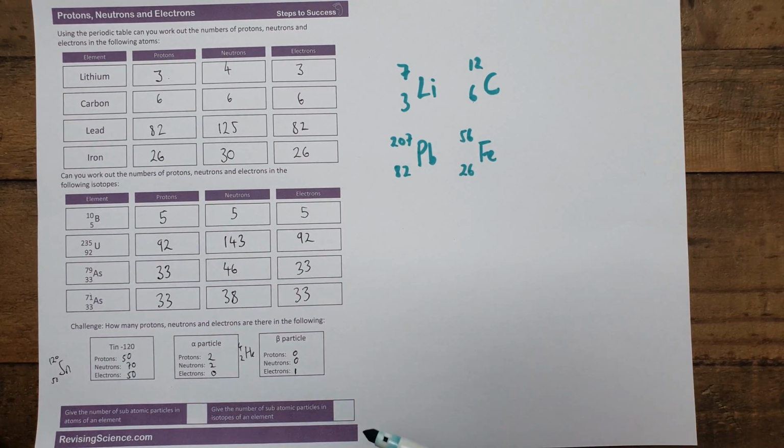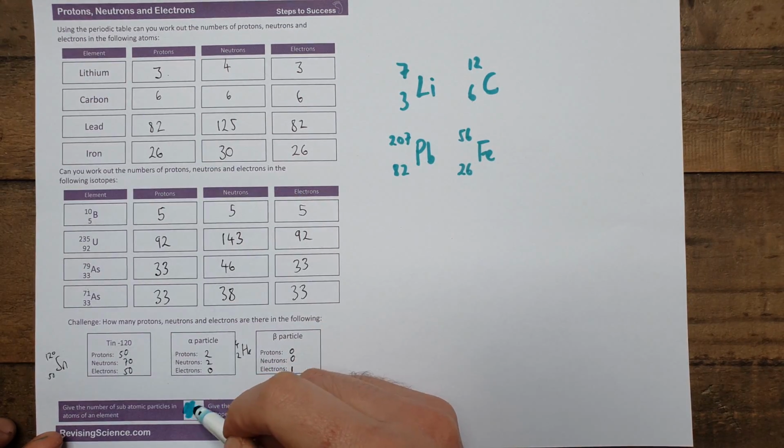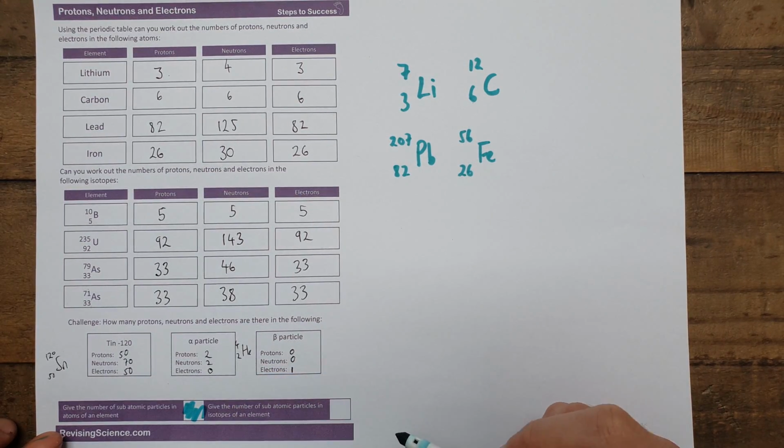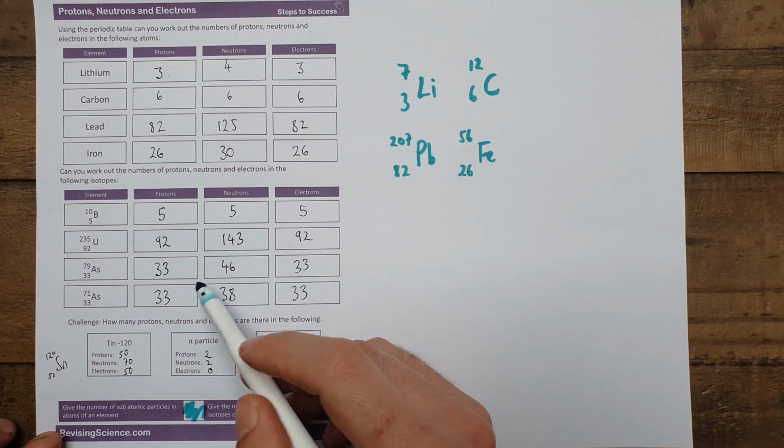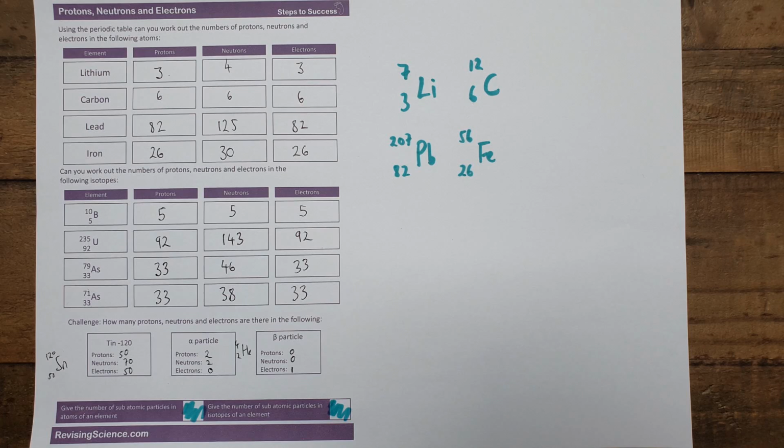So if you're feeling confident at getting the number of subatomic particles in an atom of an element from the top, we can fill it in here. And if you're confident doing it from an isotope, not using the periodic table, but the information that's given to you, then cross it off here. Well done.